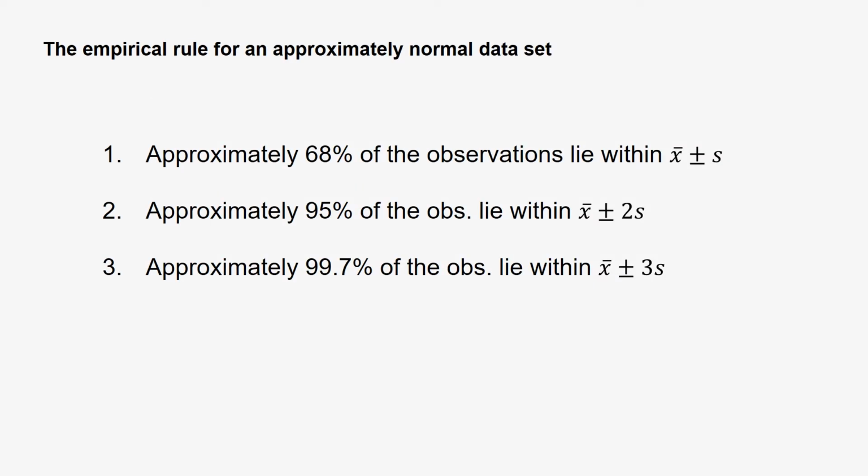If x bar and s are the sample mean and sample standard deviation of an approximately normal data set, then the empirical rule specifies that the approximate proportions of the data observations that are within 68, 95, and 99.7% lie within the sample mean plus minus 1, 2, or 3 standard deviations.